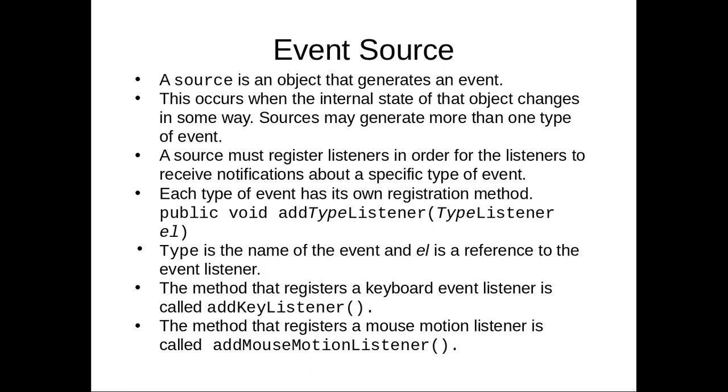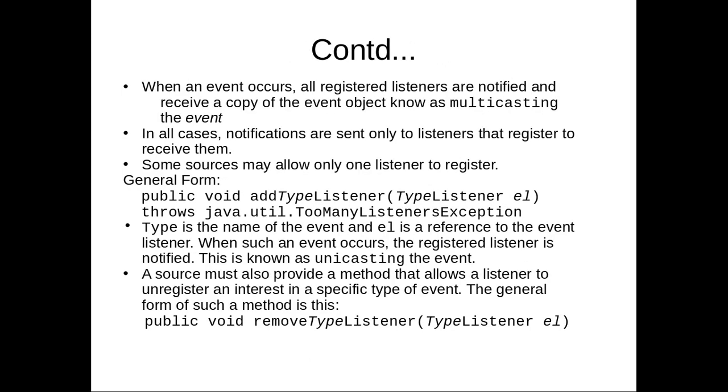The method that registers a keyboard event listener is addKeyListener. The method that registers a mouse motion listener is called addMouseMotionListener. When an event occurs, all registered listeners are notified and receive a copy of the event object, also known as multicasting the event. That means if a number of listeners are registered for a particular event, then this event will be multicasted. In all cases, notifications are sent only to listeners that register to receive them. Some sources may allow only one listener to register. The general form of this is public void addTypeListener(EL) throws TooManyListenersException. That means if more than one listener wants to register, it will generate an exception or error.